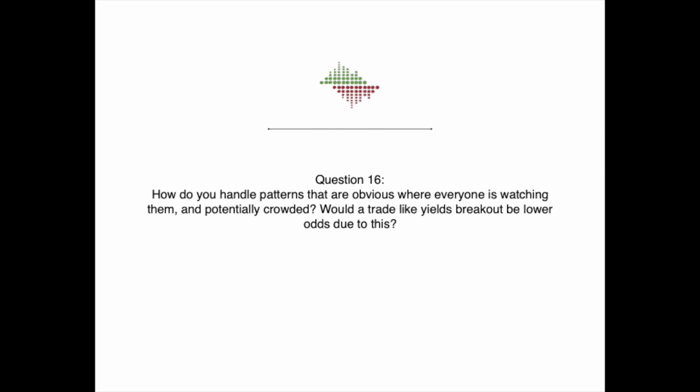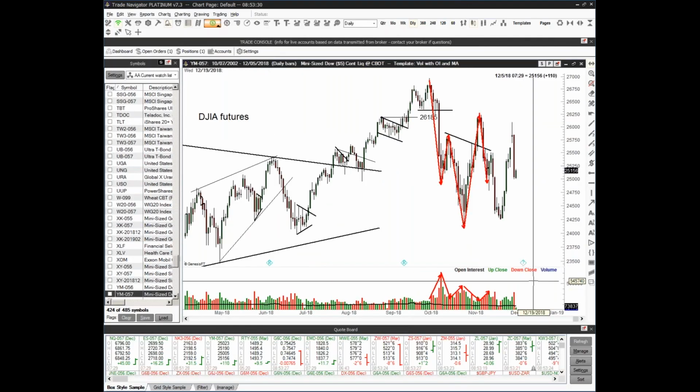How do you handle patterns that are obvious where everyone else is watching and potentially crowded? Would you trade like a yield breakout, be lower odds due to this? Somewhat, but let me tell you, most market participants, you and I look at charts, most people don't. If you look at total open interest of a market and say, okay, what percentage of that open interest represents a position that is chart based, you don't have a big number.